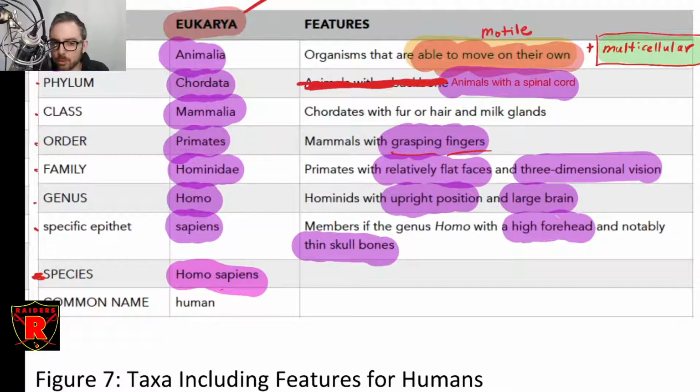So when you do your project for your particular species, whatever you choose, you are going to create this exact chart, basically, where you're going to explain to me why your species fits into every rank of taxonomy. Okay, so just keep that in mind. You're going to be reproducing a chart very similar to this for your project of whatever species you choose, and it can't be a vertebrate.